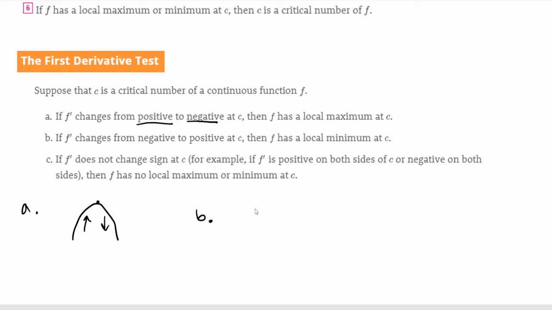B, I'm talking minimum. Okay, here's a minimum. What am I doing to the left? I'm decreasing, aka f prime's negative. What am I doing to the right? I'm increasing, aka the derivative's positive. Let's say it again. To the left, I'm decreasing, so my derivative's negative. To the right, I'm increasing, my derivative's positive. So, okay, this is all fitting like the picture in my head.